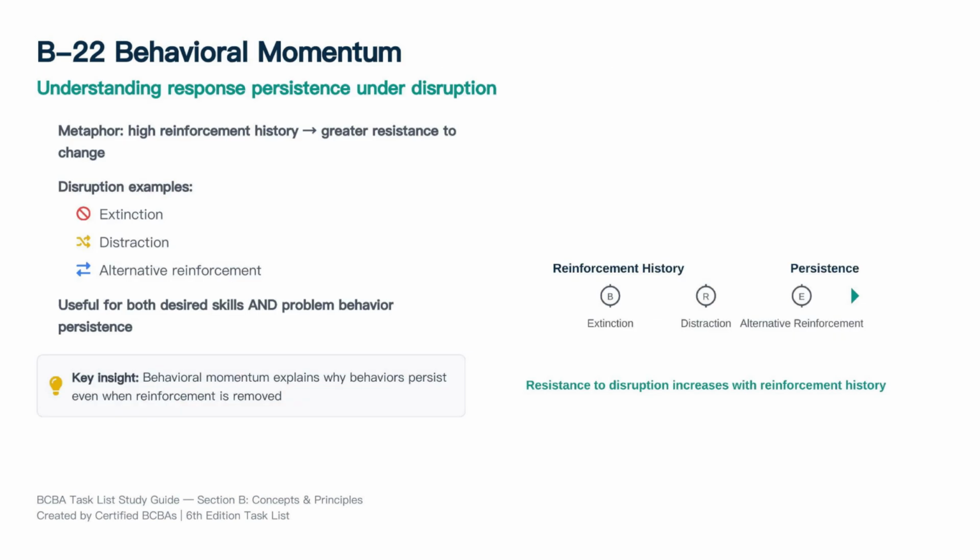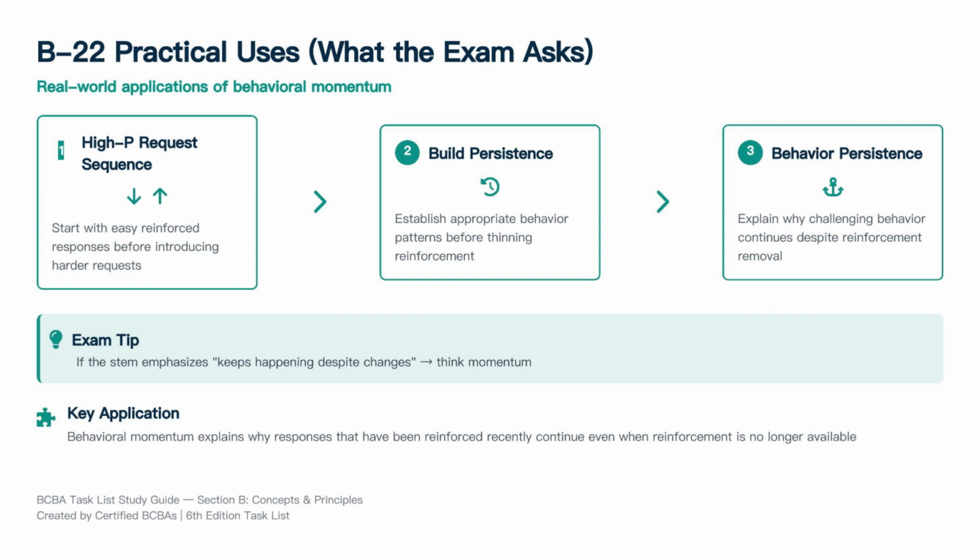Behavioral momentum is your framework for response persistence under disruption. Behaviors with a strong reinforcement history tend to resist change, kind of like behavioral mass built by reinforcement density. On the exam, disruption is often extinction, distraction, or competing reinforcement, and momentum can explain persistence of both appropriate skills and problem behavior. The exam often asks what you do with momentum.